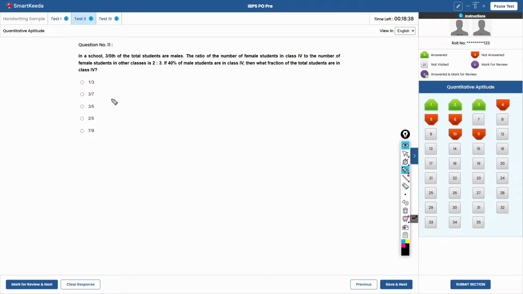Skip this one. Okay, in a school, 3/5 of the total students are male, 3 male, 2 female. And the ratio of the number of female students in class 4 to that of female students of other classes is 2 to 3, so 20, 30. Then 8, 12, 40% of male students are in class 4, so 40% of this is going to be 12. What fraction of total students are in class 4? So 50, 2 by 5.